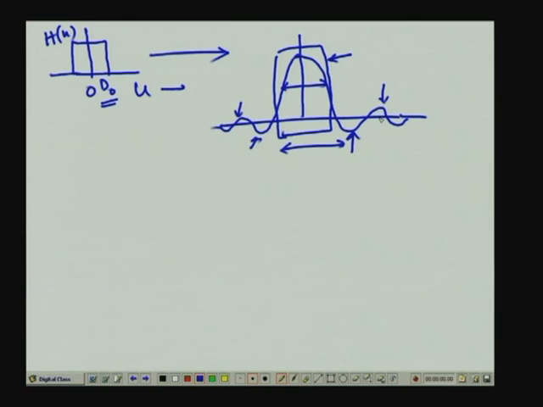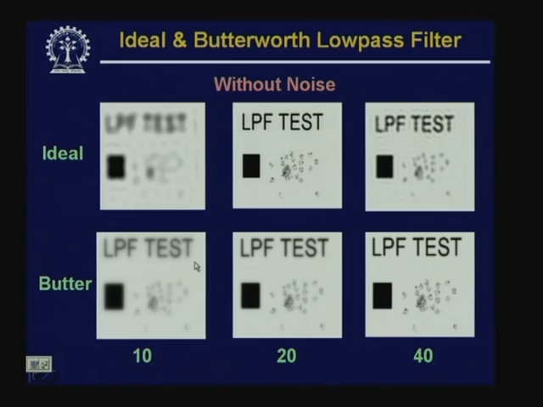When I use the Butterworth filter, the outputs that we have shown here are obtained using a Butterworth filter of order 1, that is, the value of n is equal to 1. So, a Butterworth filter of order 1 does not lead to any kind of ringing effect. Whereas, if I go for a Butterworth filter of higher order, that may lead to the ringing effect.